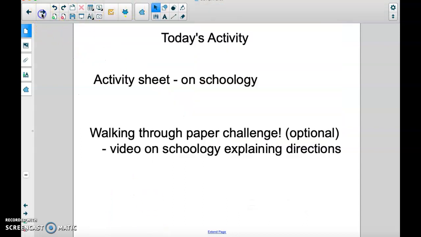So, your activity today is you have an activity sheet to do. Okay? And then I also put this really cool challenge on. It doesn't really have anything to do with math or science or anything, but I saw it and I thought you guys might have some fun with it, and I'm really excited to see how you guys do with it.